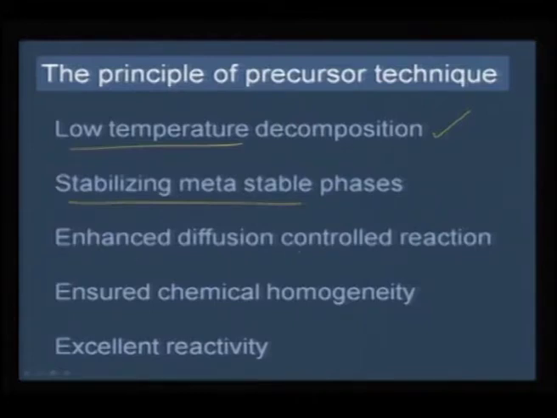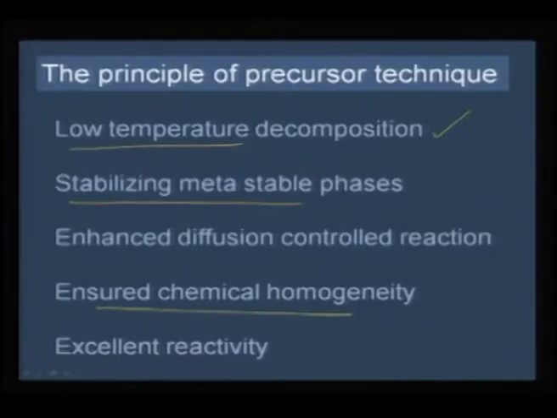Enhanced diffusion control reactions are possible. As I told you, if you bring two metal ions together in the precursor form, then you are enhancing the diffusion, and in that way you are trying to increase the reactivity. And then ensured chemical homogeneity is another thing, because when you are bringing them to atomic distances, you can guarantee a pure or stoichiometric oxide as your final product.